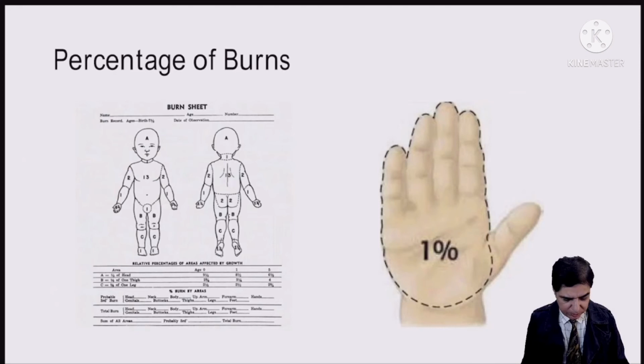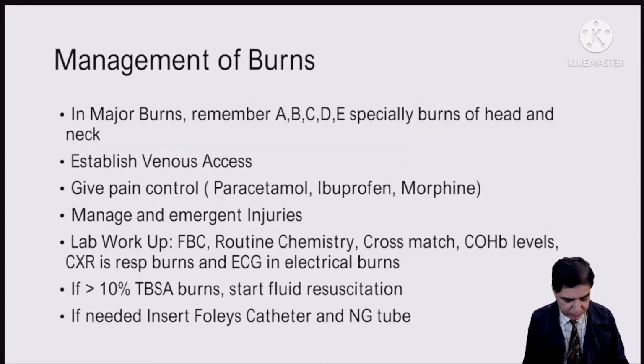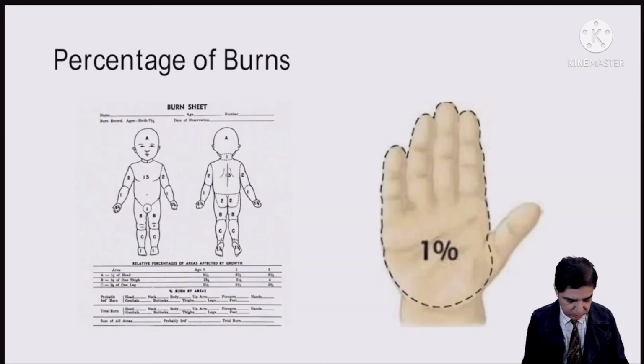So we have got printed maps, and we can use these maps. For example, if the burn is on the right hand, you will just use this map and draw over here, and then you can know by the chart how much area has been burned. But some doctors find it very confusing. So then we have got an alternative.